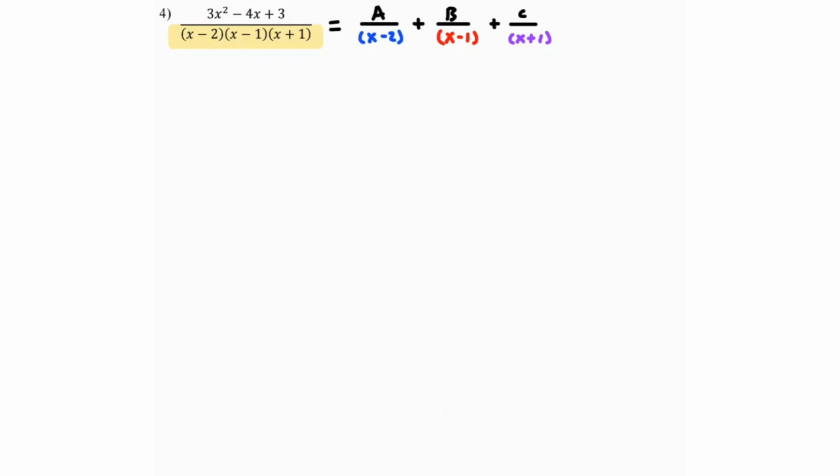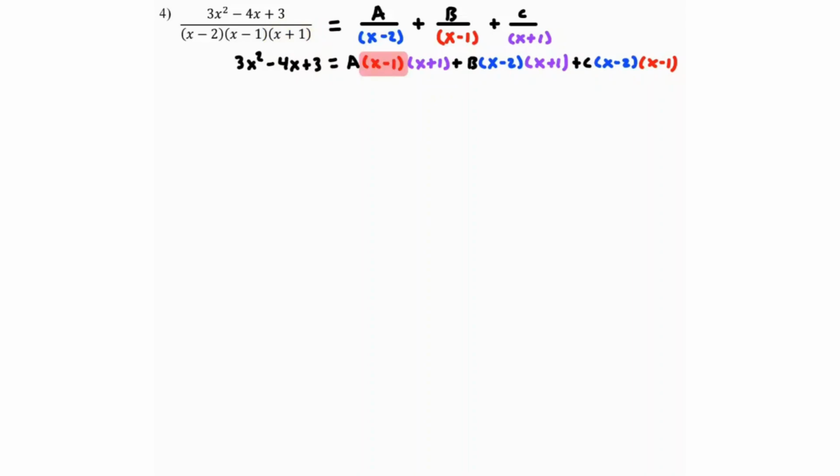So on the left side of the equal sign, we'll be left with 3x squared minus 4x plus 3. For the fraction with the a term on the right, we notice the x minus 2 is going to cancel, leaving a times x minus 1 times x plus 1. And for the fraction with the b term, the x minus 1 cancels, leaving b times x minus 2 times x plus 1. And for the fraction with the c term, the x plus 1 will cancel, leaving c times x minus 2 times x minus 1.